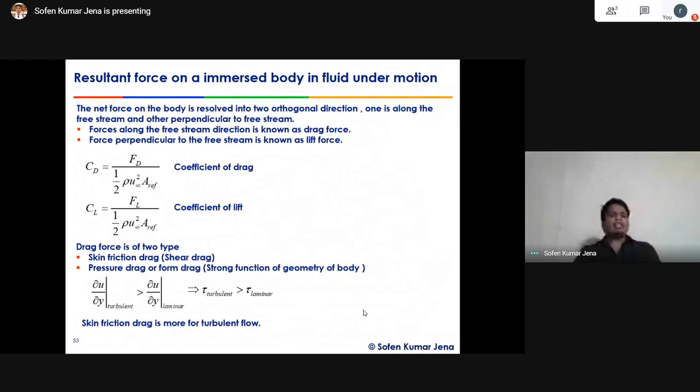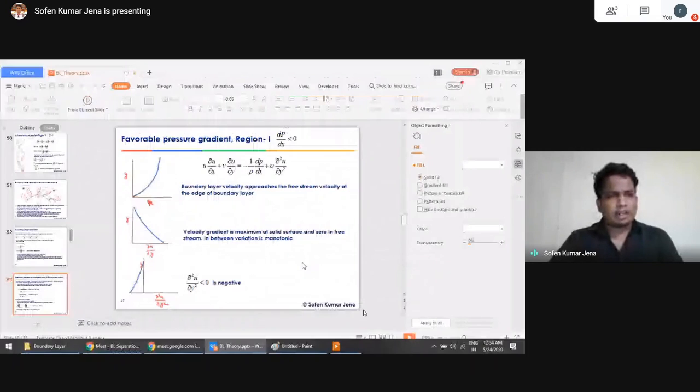To find out the results from the force on the immersed body, let's know what forces are acting on our body when it is in the immersed condition. Suppose this is my aeroplane kind of thing.